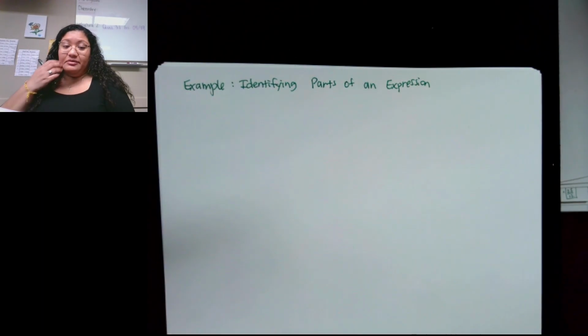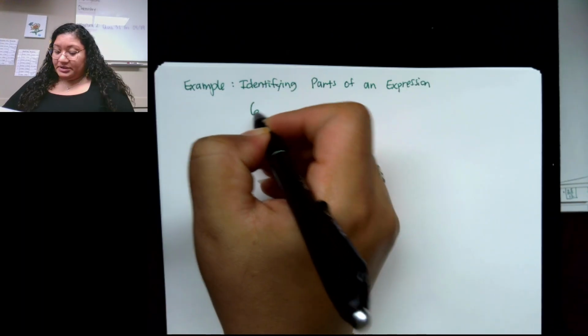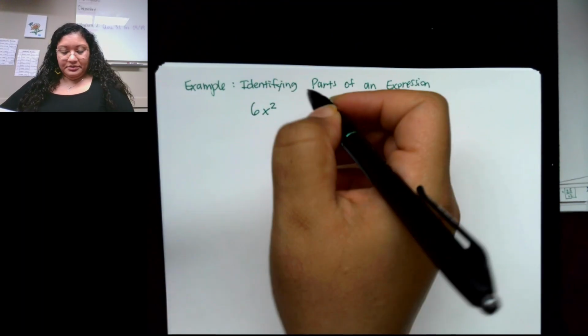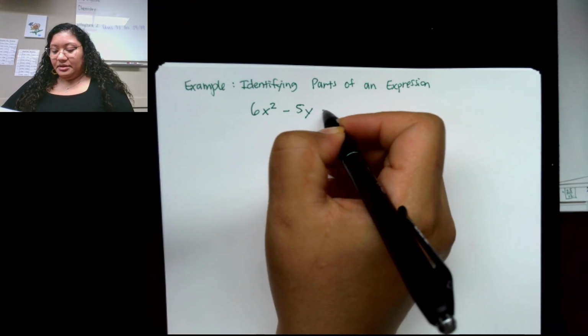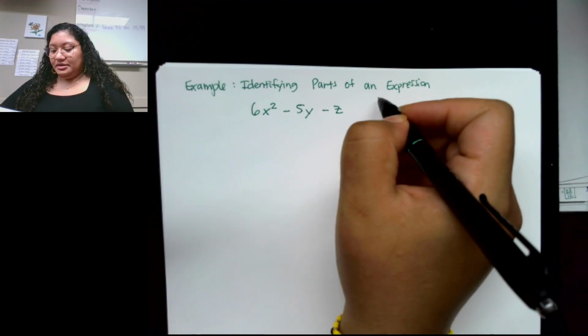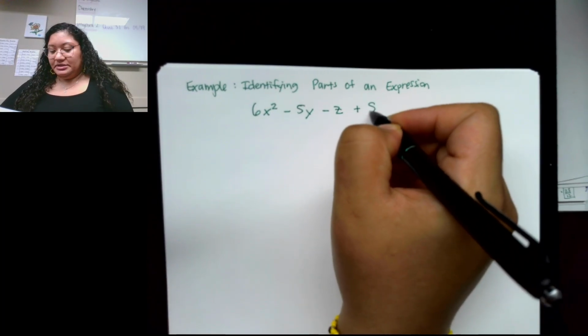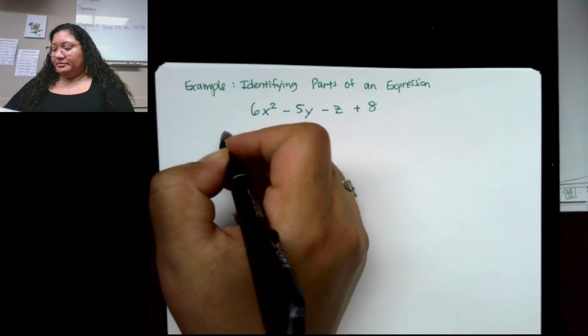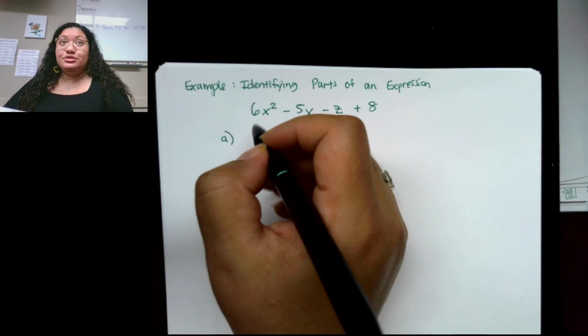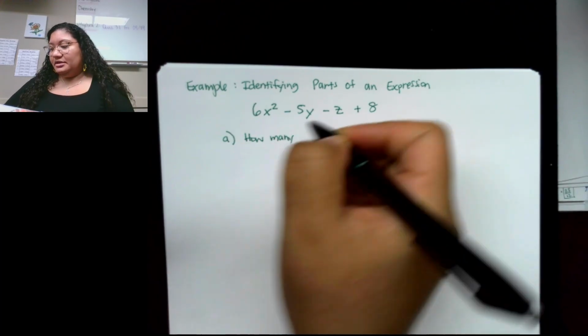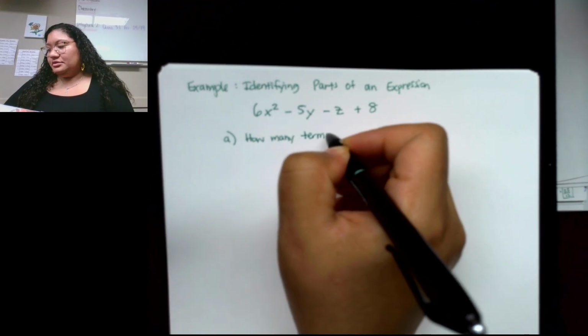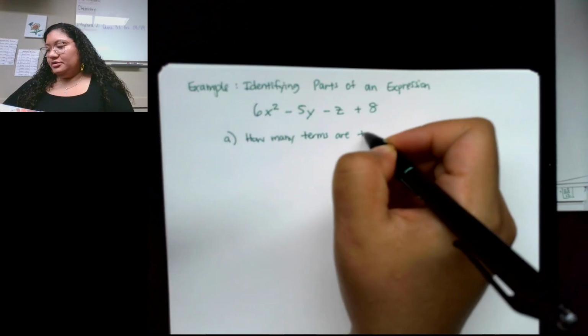So if we have 6x squared minus 5y minus z plus 8. Part A. How many terms are there?